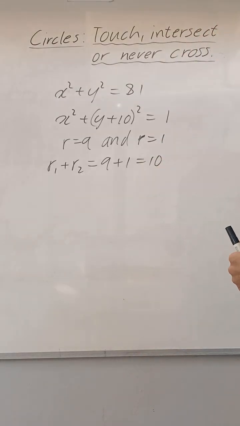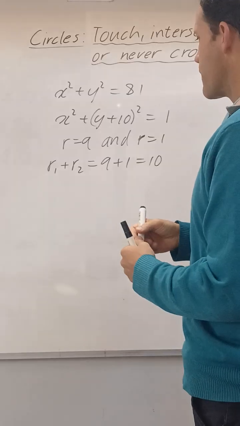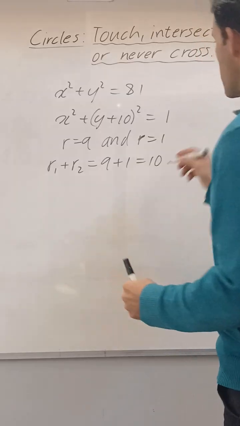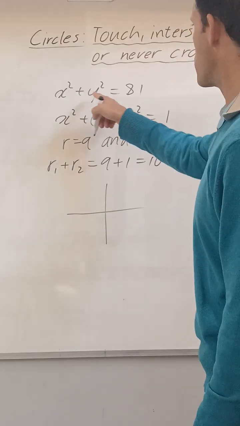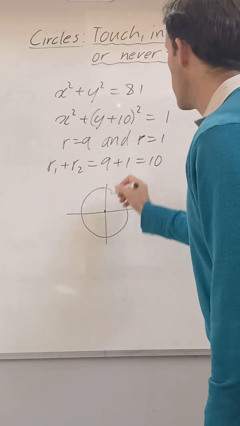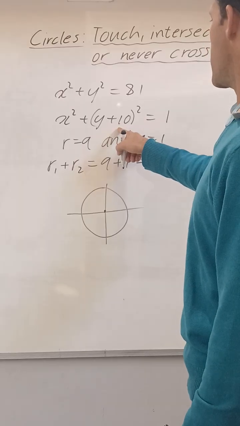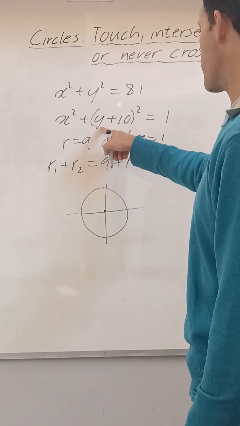Okay? So now, the distance between the centers, we're going to first find that, because think about it, let's say this one goes through 0, and this one goes through 10 and 0. Okay, so the x value is 0, the y value is actually negative 10.